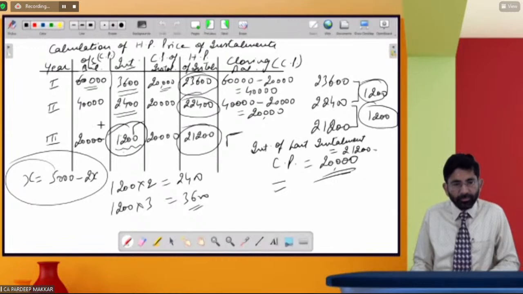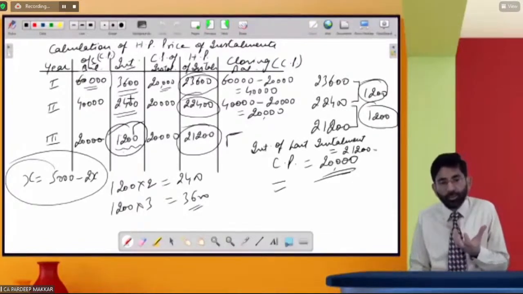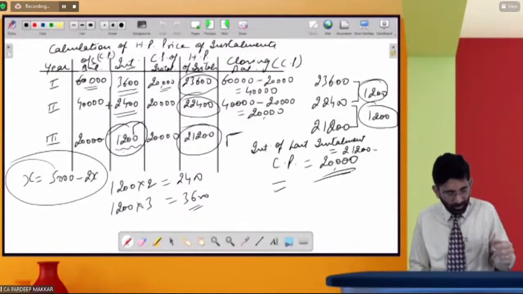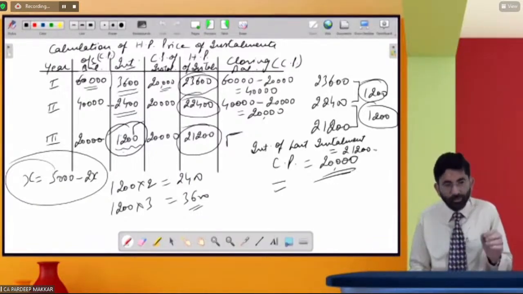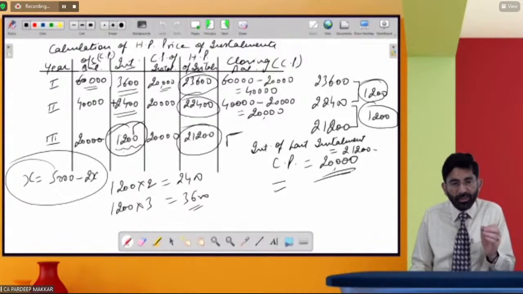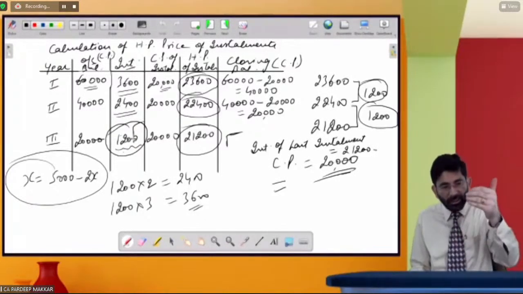See, what is the HP price? Outstanding HP price. It is 60,000. CP price was 60,000 plus interest. It is 63,600. So HP price at the end of first year is 63,600. At the end of second year, it is 42,400. At the end of third year, it is 21,200. So HP price is decreasing every year.